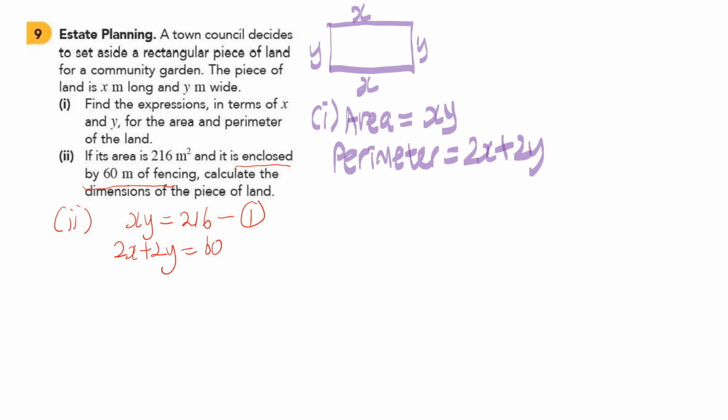Try to simplify the equations before you do any substitution. In this case, I can factorize 2 out, and divide by 2 on both sides to give you 30, because 60 divided by 2 gives you 30. I'm going to make x the subject here, and I'm going to substitute 2 into 1.